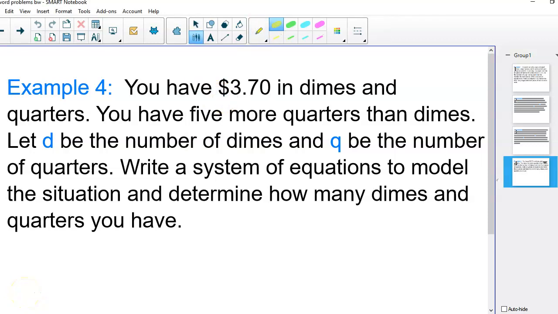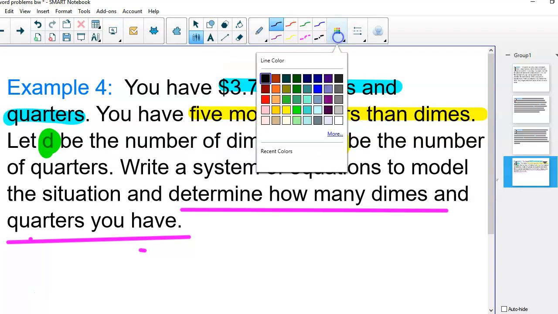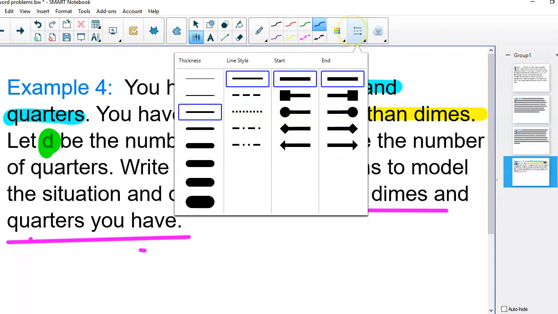We have $3.70 in dimes and quarters, so that's the total in both. There are 5 more quarters than dimes. D dimes and Q quarters, and we need to determine how many of both we have. There we go. Alright, anyone have an idea or a guess as to what one of these equations might be?